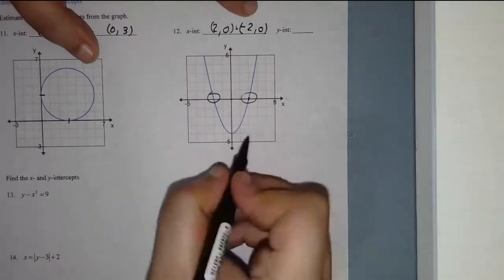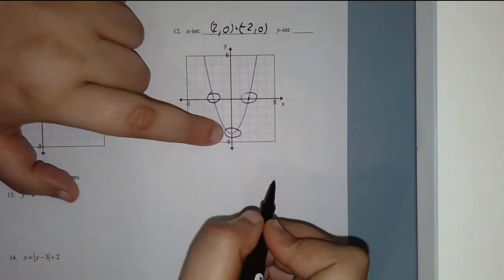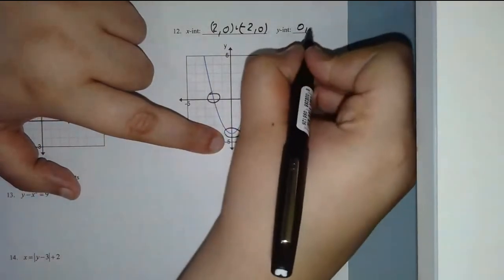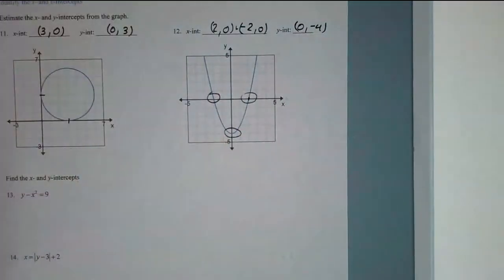What's my y-intercept? We only have the one right here. This is the point that's -4 for y. X has to be 0. So 0, -4. Yeah? Any questions on that one?